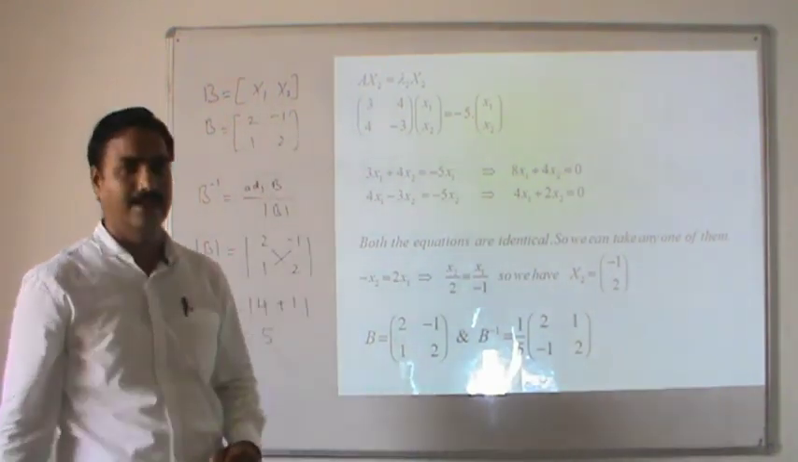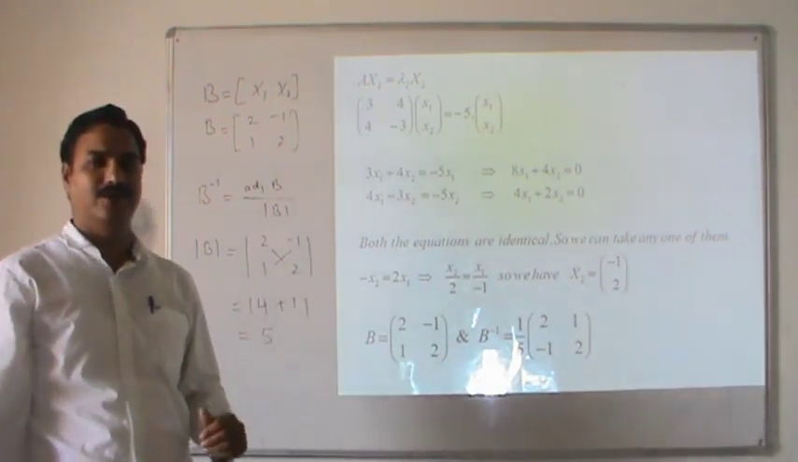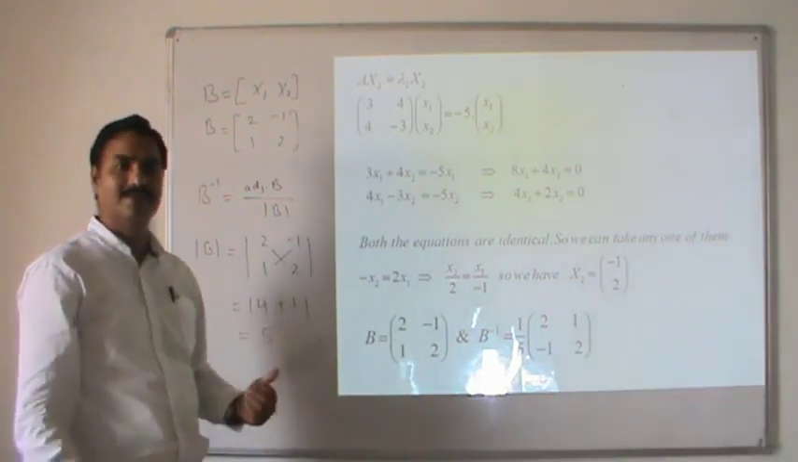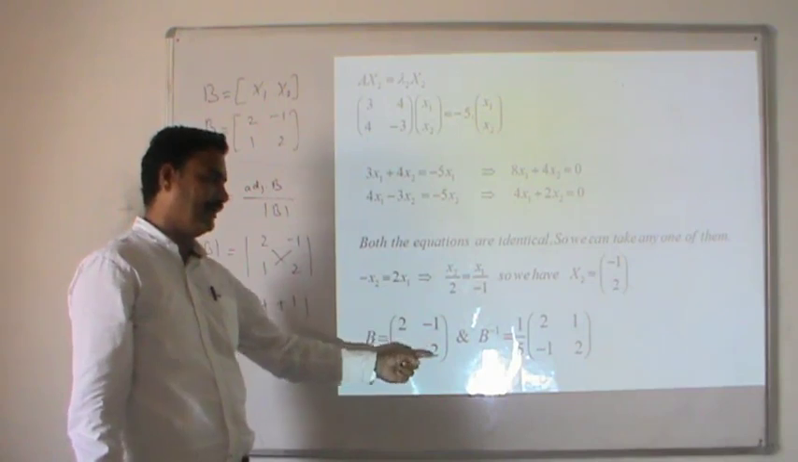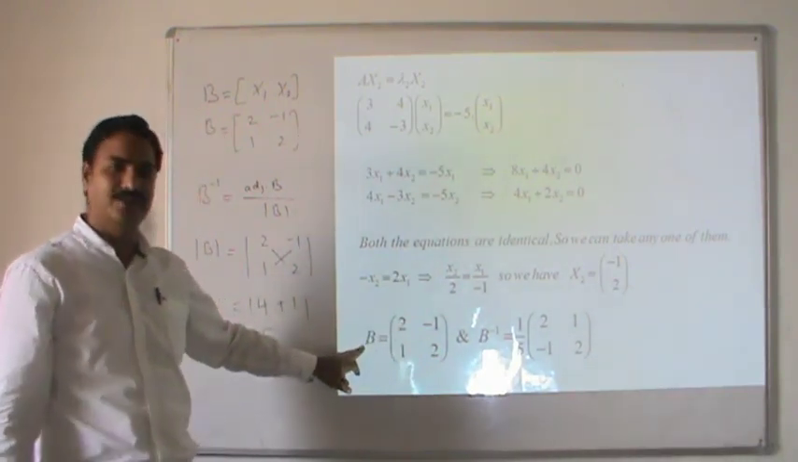Now we calculate the adjoint of B. And you know how to determine the adjoint of a 2 by 2 matrix, which is quite simple. We just interchange the principal diagonal elements. Suppose this is your B and we have to find the adjoint of B.